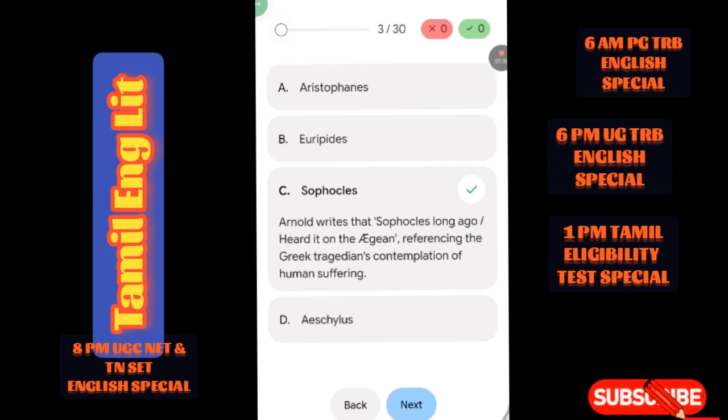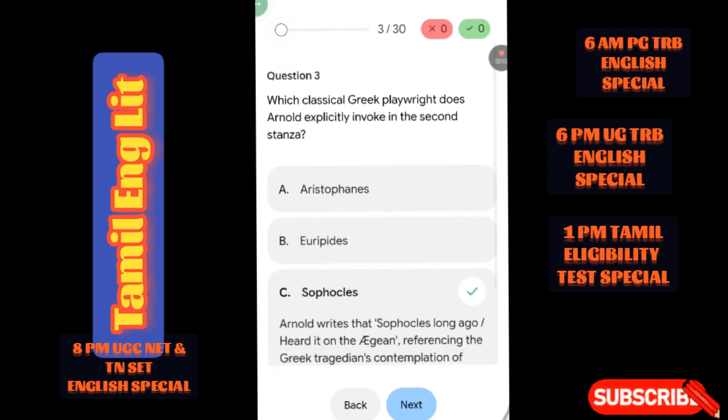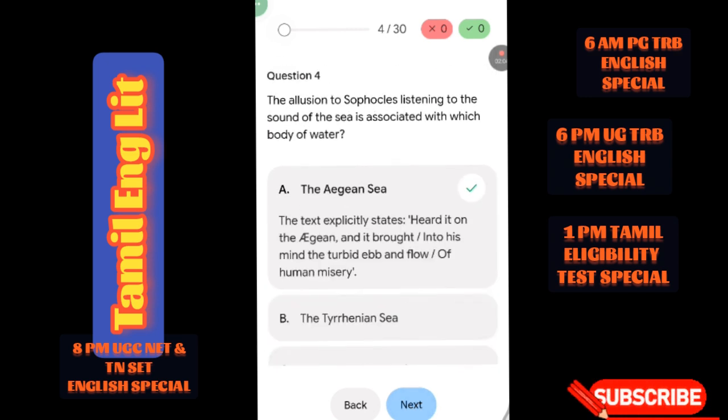Next question is, which classical Greek playwright does Arnold explicitly invoke in the second stanza? Sophocles. Arnold writes that Sophocles long ago heard it on the Aegean, referencing the Greek tragedian's contemplation of human suffering. Next question is, the allusion to Sophocles listening to the sound of the sea is associated with which body of water?